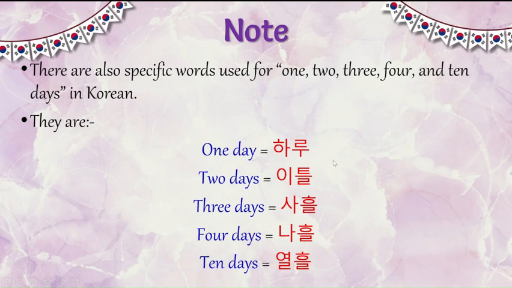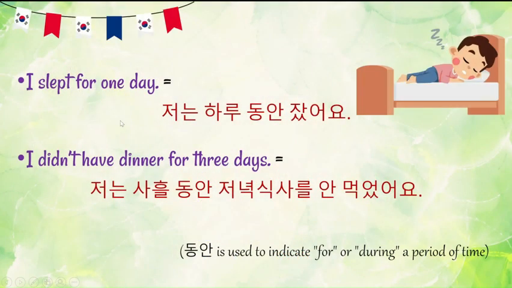Okay, this is what I mean. For 2 days, itil. 3 days, sahil. 4 days, nahil. 10 days, yeolheul. These are some words that are used for 1, 2, 3, 4 and 10 days in the Korean language, along with the general format, in which we use the counter il with the Sino-Korean number. That is also acceptable, but these are the more commonly used forms for these phrases. Alright, now let's look at the examples to understand this more clearly.